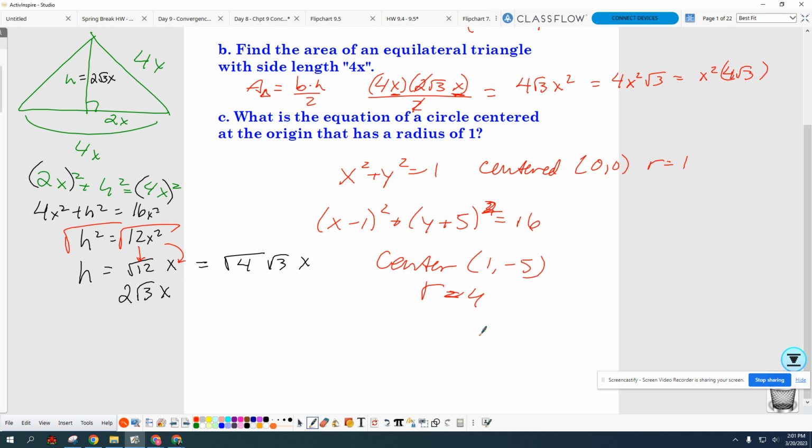Okay. So to show you what I mean by these problems, the wording on them is horrible.